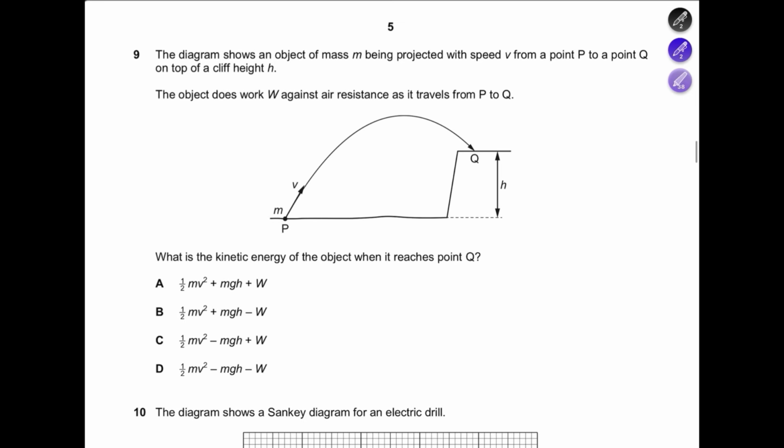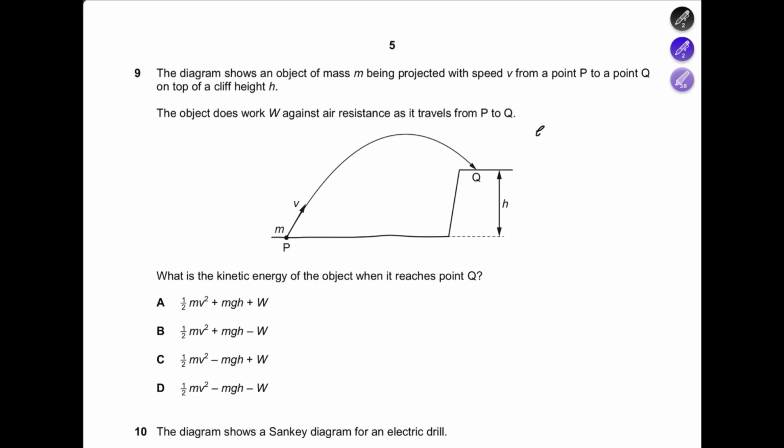Next, the diagram shows an object of mass m being projected with speed v from point P to Q on top of a cliff at height h. The object does work W against air resistance as it travels from P to Q. Alright, to answer this question, remember the law of conservation of energy: energy at P equals energy at Q. So what is the energy at P? It's going to be half mv squared. We only have kinetic energy. Potential energy is 0 at this point. Energy at Q. So here, in A, we have the kinetic energy at Q, so KE at Q. And then at Q, we also have some potential energy.